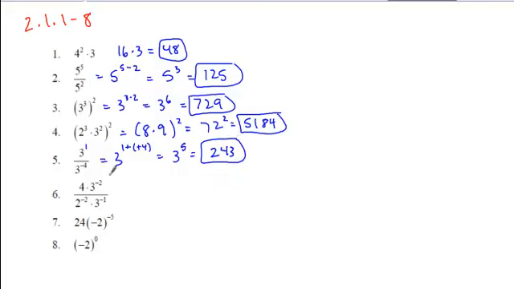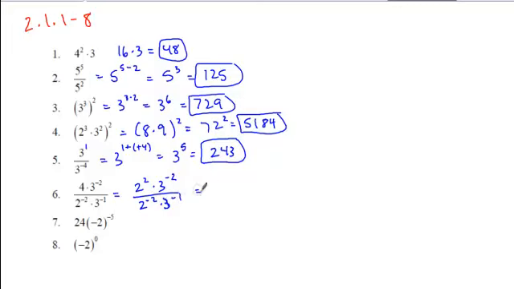For problem 6, again, we perform the operations here. If we look to put everything in terms of exponents with the same base, we have 4, which can be expressed as 2 squared, 3 to the minus 2, and then that's all over 2 to the minus 2, and 3 to the minus 1.